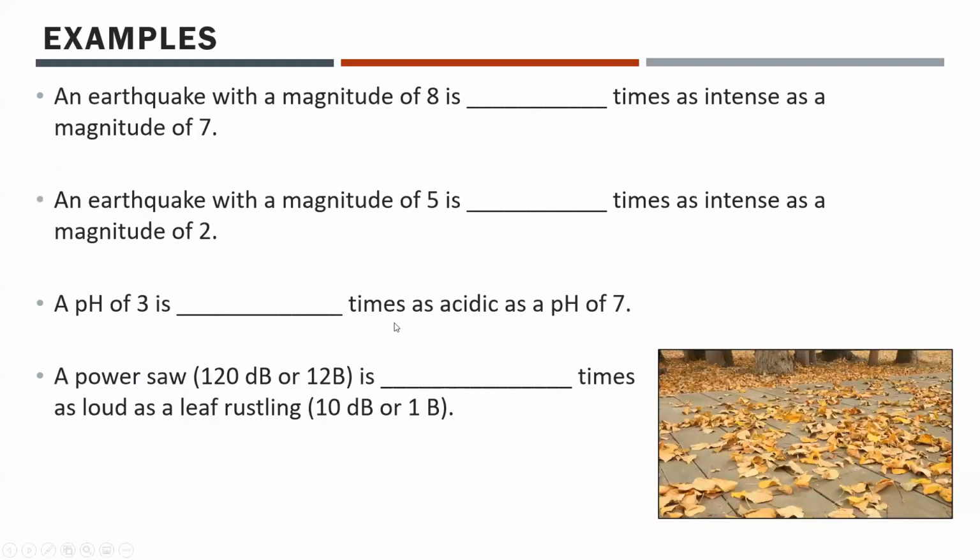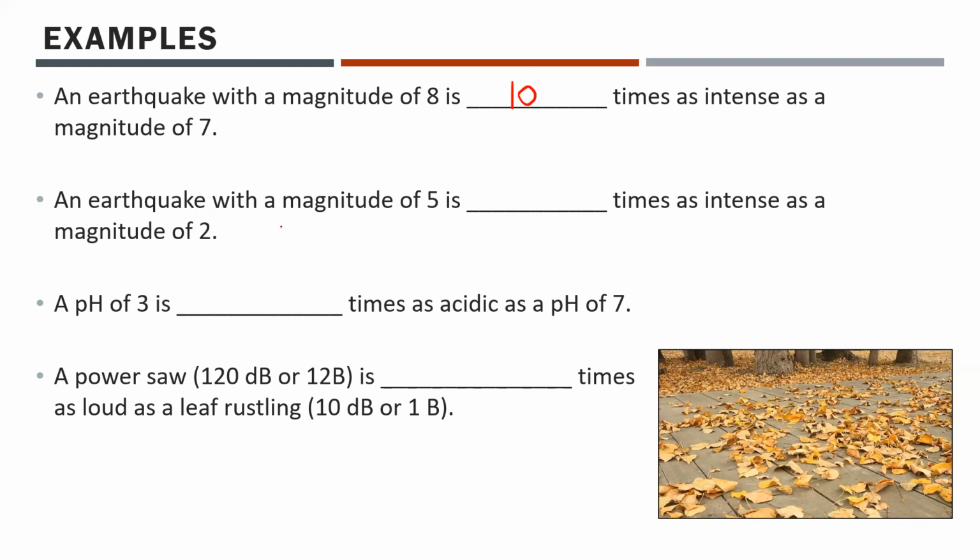Anyway, so for some examples here, an earthquake, once again, with a magnitude of 8 is blank times as intense as a magnitude of 7. Well, since that's just one difference on this scale, that's a difference of 10 times more intense, right? So the magnitude of 8 is 10 times more intense than the magnitude of 7. What about an earthquake with a magnitude of 5? How does that compare to an earthquake with a magnitude of 2?